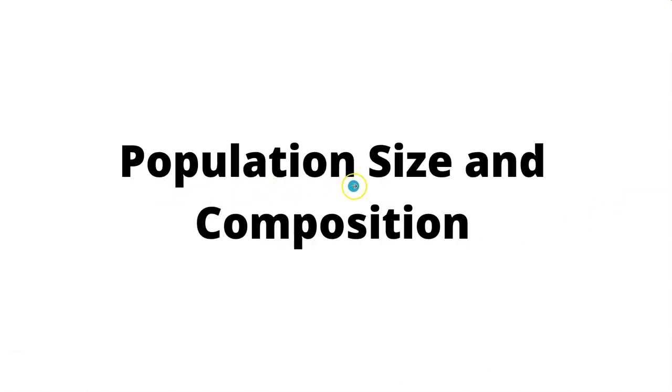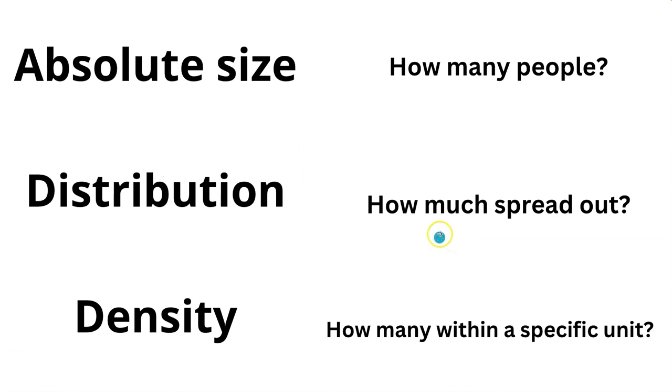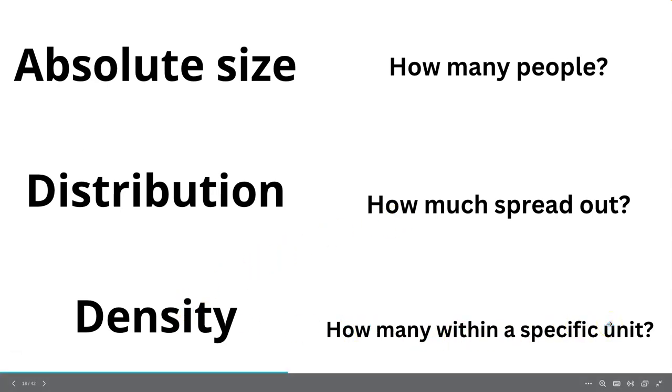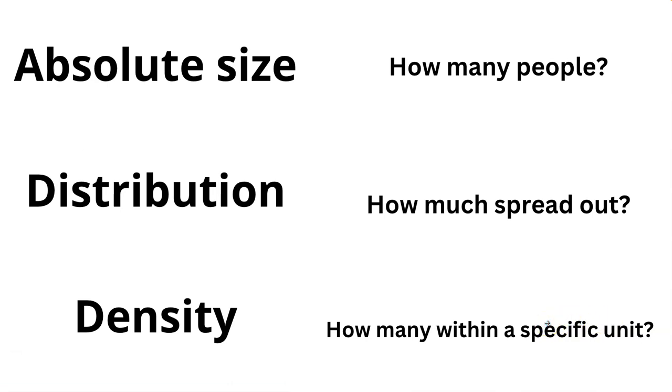So again, the population size and composition is the first of the major topics of population studies. First, absolute size. Absolute size means how many people, the number of people or the size of the population. The distribution is how far spread out, or how densely concentrated together, people are in that area. For example, how many people are living in Jonesboro, and how spread out the people are living in Arkansas. That will also be a topic of the population. And the density is how many people are living within a specific unit, such as one square mile.